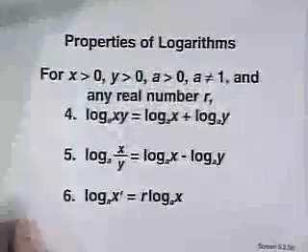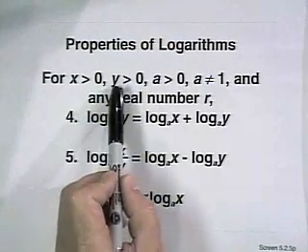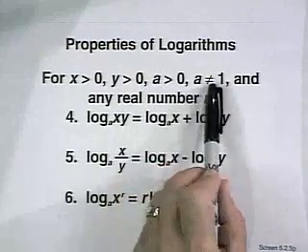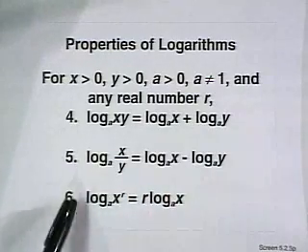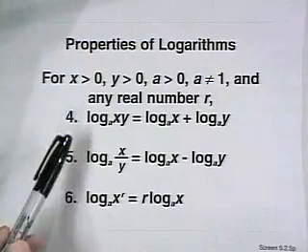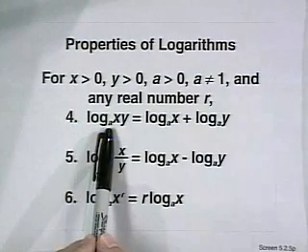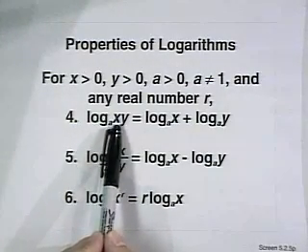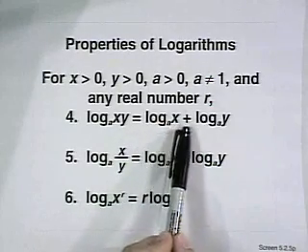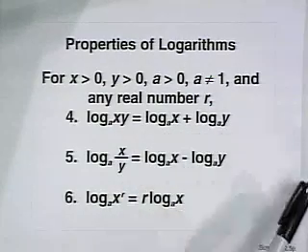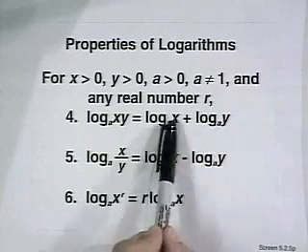Now let's look at three other properties. Let's assume that x is larger than 0, y is larger than 0, and a is larger than 0 but not 1, and any real number r. These properties are respectively called the multiplication property, division property, and power property. Let's look at them. Log base a of the product of two numbers is equal to the logarithm, same base, of the first factor plus the logarithm base a of the second factor. The logarithm of a product is the sum of the logarithms of the numbers.